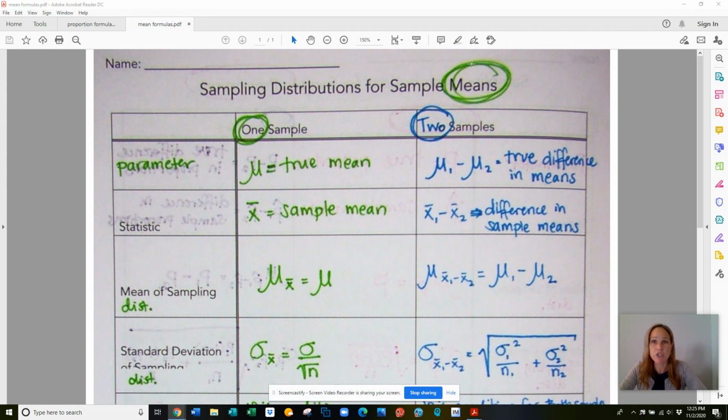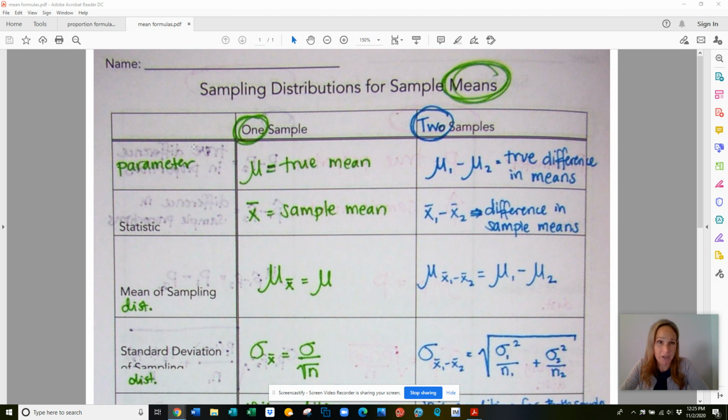So you guys need to make sure that you're looking at the problem and see if it's talking about a proportion or if it's talking about a mean or an average. If it's using a proportion, be sure to use the formulas that we talked about in the other video. If it is talking about a sample mean, then these are all the formulas that you will need.